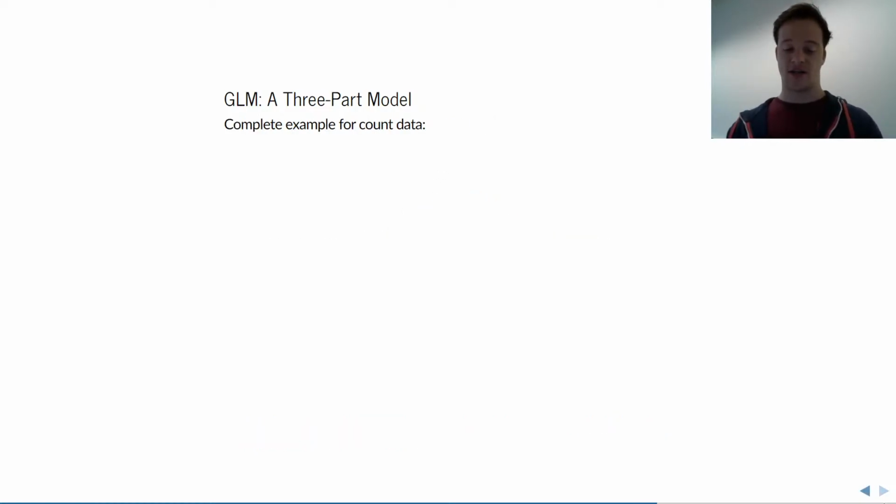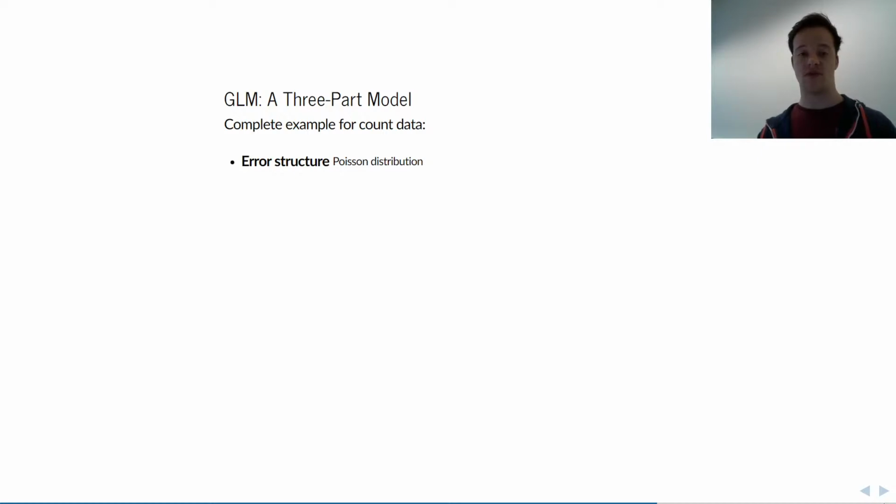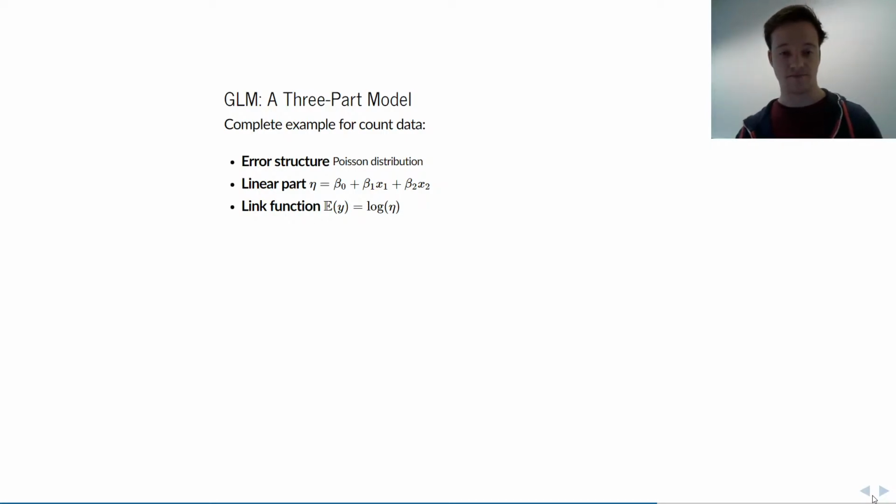Okay, here's then a complete example using all three parts. So the error structure, Poisson distribution, the linear part, this is just a multiple linear regression with two slopes, x1 and x2. And we have the link function, which this means expectation. So the mean of the outcome is the logarithm of this linear part eta. And that's it. That's a GLM.